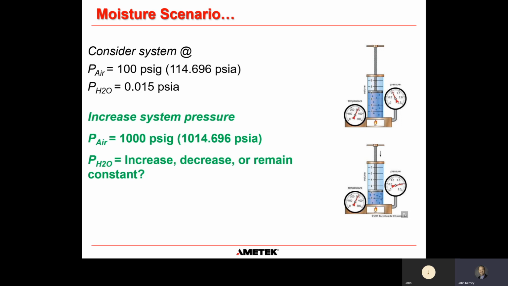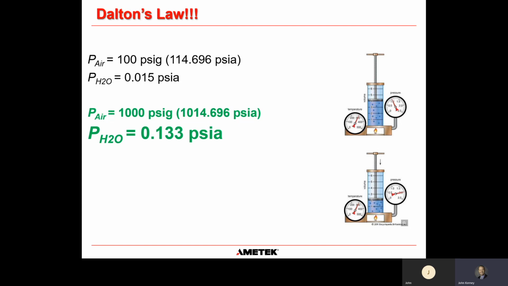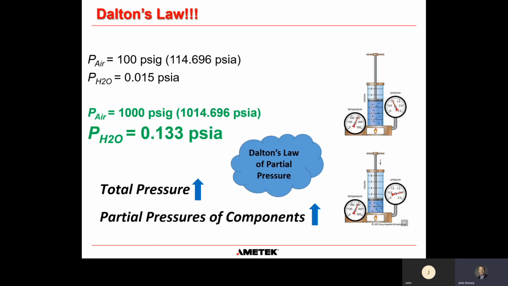If we go back to this example, what really happens is water vapor pressure increases as we increase the total pressure of the system. Let's go through that and understand why. It's all around Dalton's law of partial pressure. As we raise the total pressure of the system from 100 to 1,000, we're raising the partial pressure of all the components in the air system: the nitrogen, the oxygen, the CO2, the water vapor, and the inerts. In this case, water vapor increases from 0.015 to 0.113 psia, and that's all the result of Dalton's law of partial pressure. We've increased total pressure, so we've increased the vapor pressure of water.